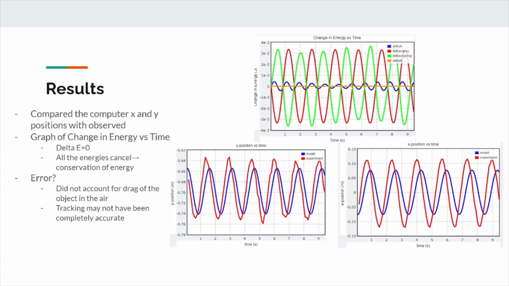This is most likely due to the lack of drag in the computer model, which would affect F net and throw the motion data off. This can be seen in the graphs as the expected motion is slightly more than the experimental data since it does not account for the drag. It could also be due to a faulty mass tracking in Tracker since it was done manually.